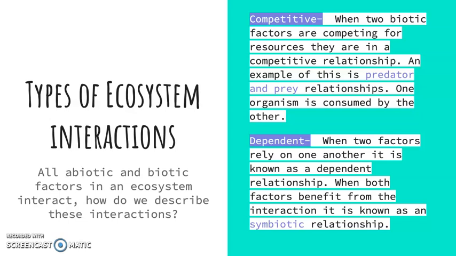Dependent. Dependent is when two factors rely on one another. When both factors benefit from the interaction, it is known as a symbiotic relationship.